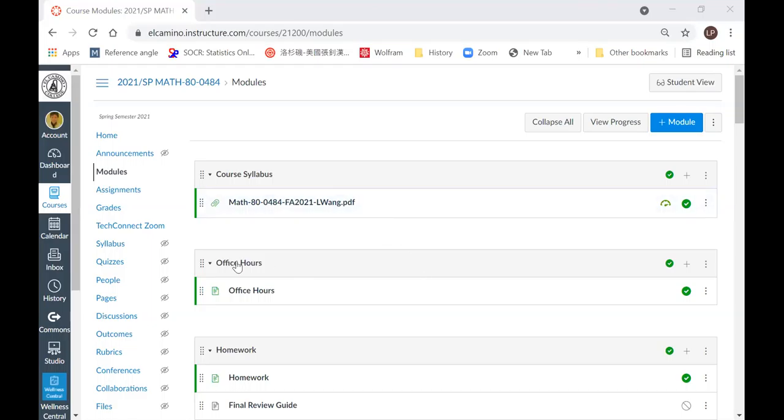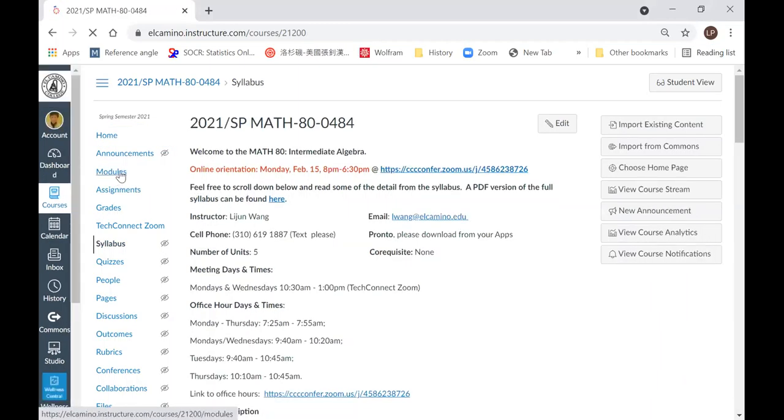So what I would do is go through the modules. I'm going to share my screen with you. I have two scientific notebooks running, so I'll do this one. Do you guys see the module? Right, Math 80, this is our homepage. Do you guys see the homepage? So I'm going to the module.